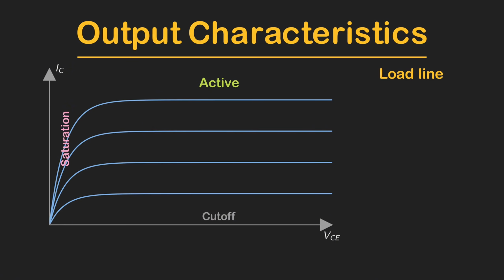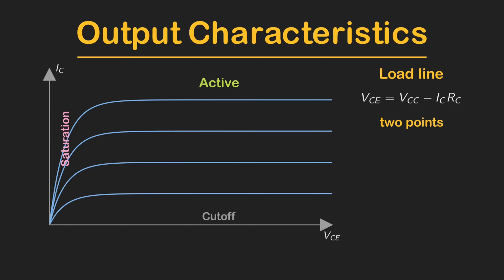Now, to find where your actual circuit is operating on that graph, you draw something called the load line. The meaning behind it is intuitive. Whatever voltage the supply does not drop across the collector resistor is the voltage that is left across the transistor. Put into a formula from the Kirchhoff voltage law, the collector to emitter voltage equals the supply voltage minus the collector current times the collector resistor.